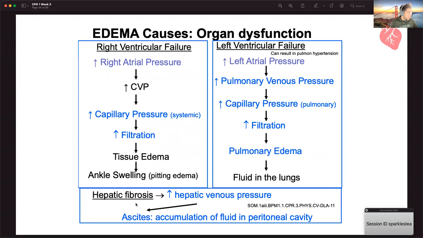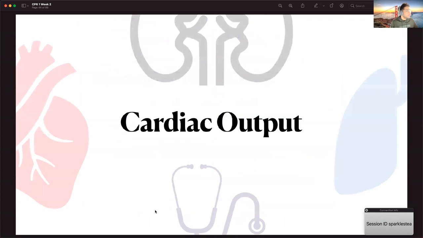What you do need to know is these two. They don't get too crazy with the hepatic stuff, so just be aware of that. That's very much a term 2 thing. So they might throw one question on, like, if you have decreased proteins, but that's it. They won't ask you what's hepatic fibrosis or anything like that. Cool. Let's go to cardiac output.